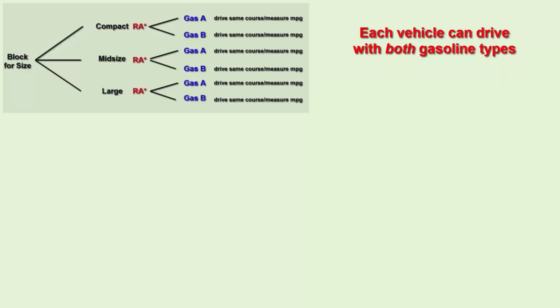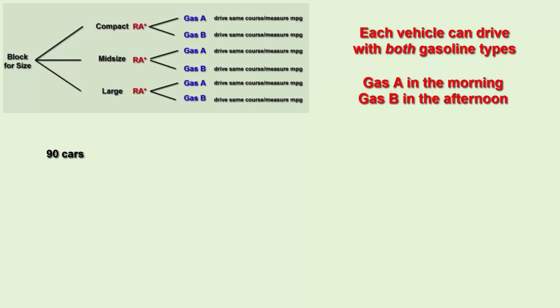Each vehicle could use both gasolines separately. A car could drive with gasoline A in the morning and have its mileage calculated, and the same car could drive with gasoline B in the afternoon and have that mileage calculated. We could do this with every car. In this way, every car gets compared to itself.